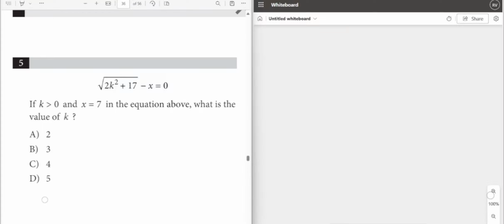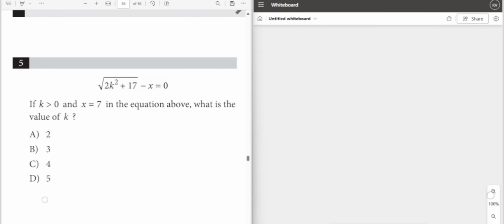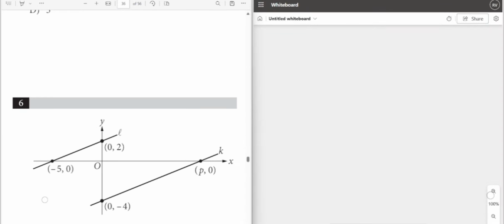Because k is greater than 0, we're going to get 4, and even though there's the extraneous solution, I don't really care about it, it's SAT, you already got 4, let's go. So choice C, let's see if it's correct. Number 5, choice C is correct. Don't overcomplicate it. We got it. Okay, let's go to number 6.